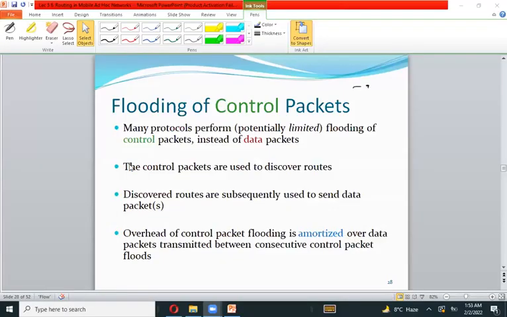Here you can see that the control packets will be used to discover the route, and these discovered routes are subsequently used to send the data packet. Once the route is discovered with the help of the control packet, then we will be able to transfer the actual payload or data to the destination node. The overhead of control packet flooding is amortized over the data packets transmitted between consecutive control packet floods. And as I told you earlier, control packet sharing by these protocols provides some security as well as reducing the network overhead and the computational cost.